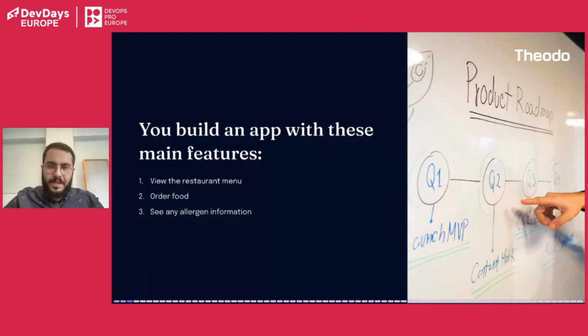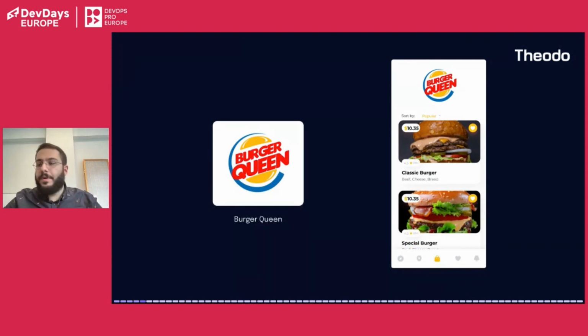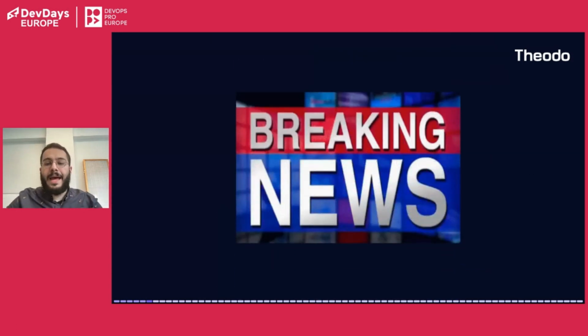So you go away, you start to develop this app, and it takes about 6 months, and it's built out, and you start rolling it out to users, and everyone is happy. They are having their burgers at an even faster rate than before, and so everything is going well. You can see we've got some mock-ups here for the app. You can order a classic burger, a special burger, whatever have you. Everything is totally fine. And then suddenly the leadership team at Burger Queen has this big announcement that they're making. So let's go see what the announcement is.